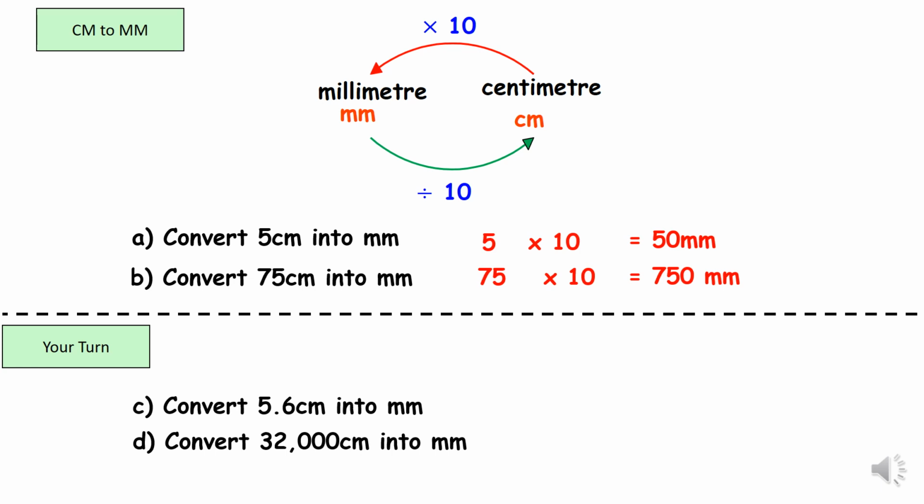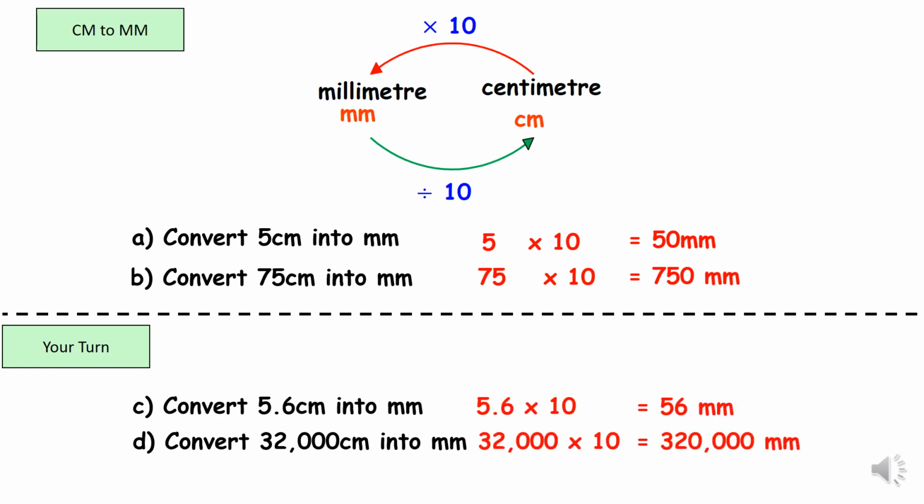Okay, so we should have answered those two questions. The answer for the first one is 56 millimeters, and the second one would have been 320,000 millimeters. So we were just timesing by 10. Hopefully from this you should know now, whenever you convert centimeters to millimeters, you just times it by 10, because 1 centimeter equals 10 millimeters. So 100 centimeters will equal 1,000 millimeters, and so on. You're just timesing it by 10.